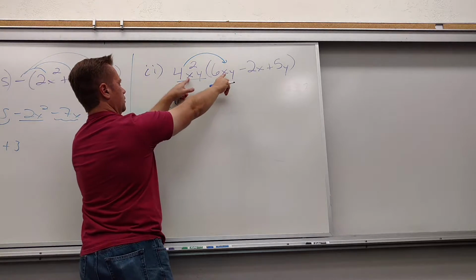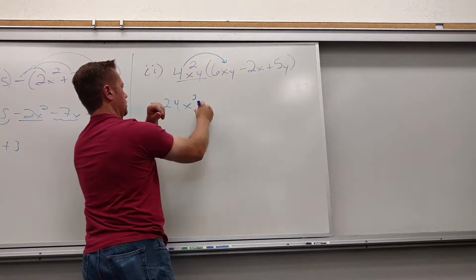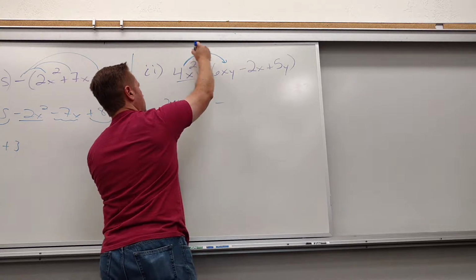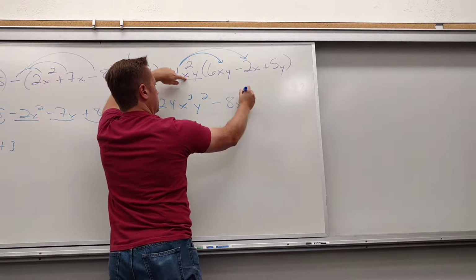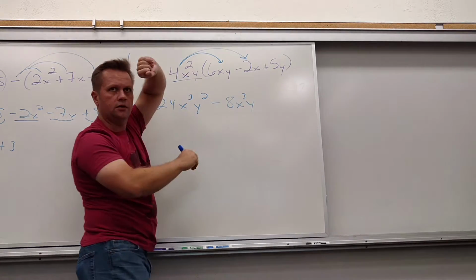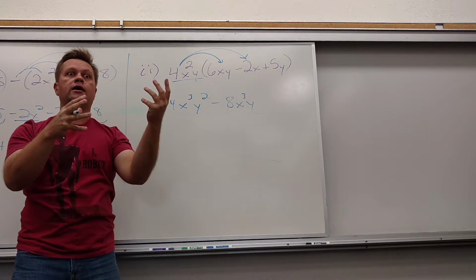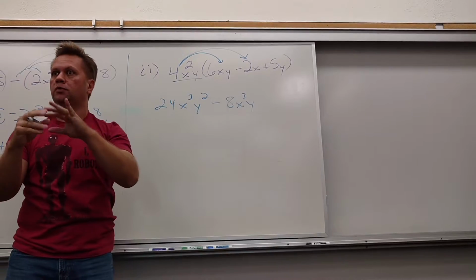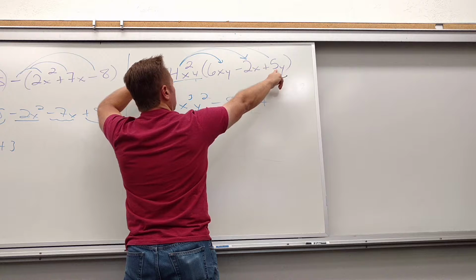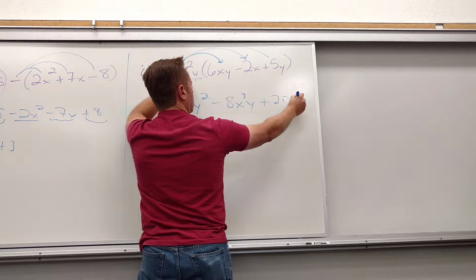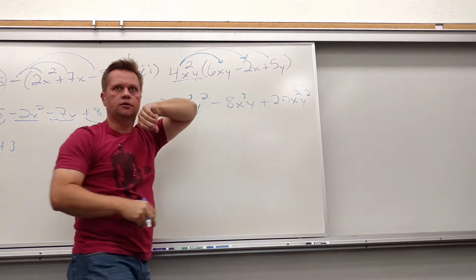24. X to the third. Y to the second. Minus, and then you take this guy to him. 8 x cubed y. You guys with me? I mean, this is not a big deal. You multiply the numbers, and then you just combine the variables, right? You add the powers when you multiply like bases. And then finally you get plus 20 x squared. I got no more x's, but I got one more y, so y squared.